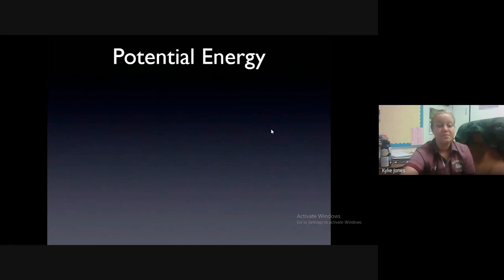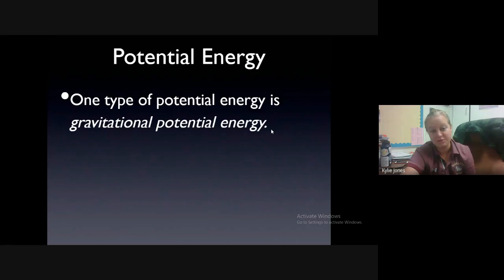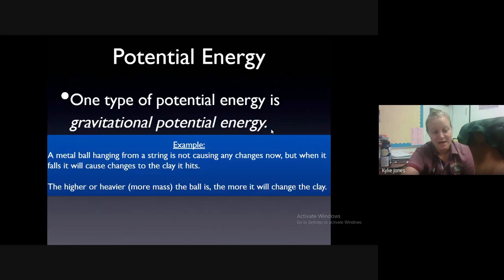Okay. Our next part. One type of potential energy is gravitational potential energy, which means basically gravity. Gravity is potential energy. It's always there, and it's always just hanging in the air. So basically it's saying that a metal ball is hanging from a string, and it's not causing any changes right now. If we just had a ball hanging right in front of us, it's not causing any changes. But when it falls, it's going to cause changes to the clay that it hits, which we don't have clay, but whatever ground it hits, probably going to make a dent depending on how big the ball is.